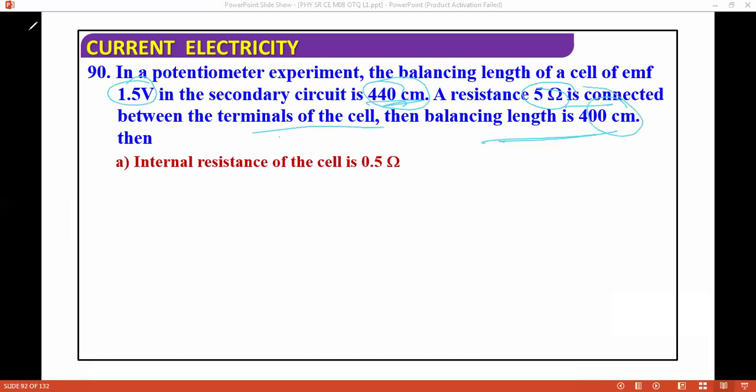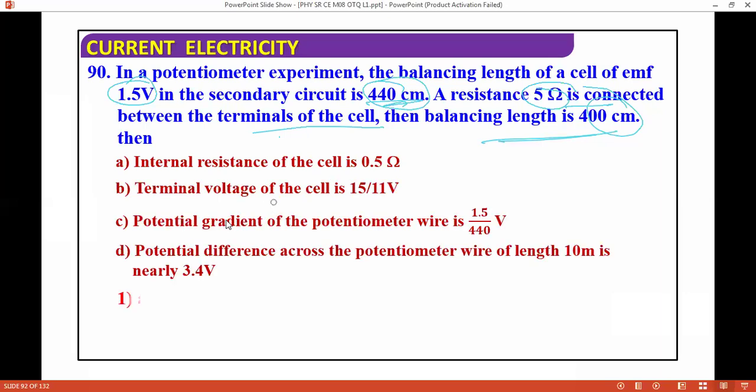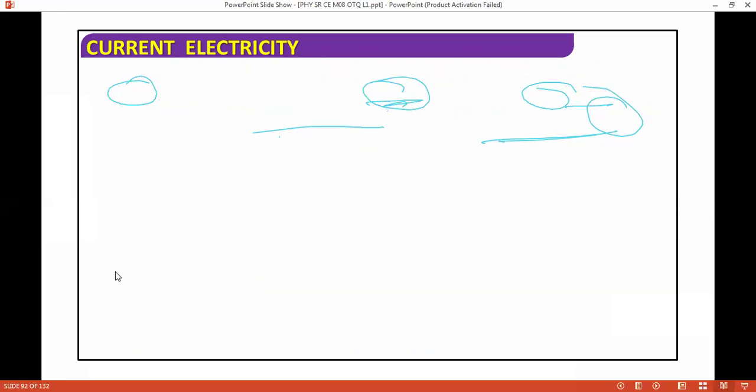Then the options are in front of you. So what is the answer? The correct answer will be A, B, and D. You can go through these questions, they are doable questions. You can do it. Okay, next question. We're moving to the next question.